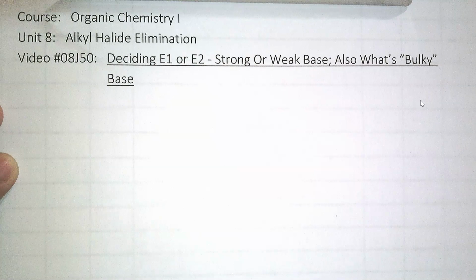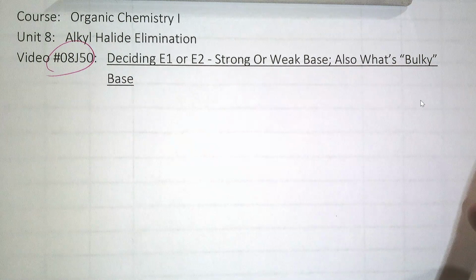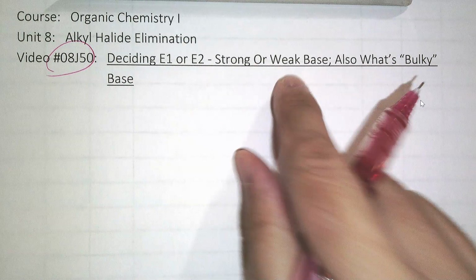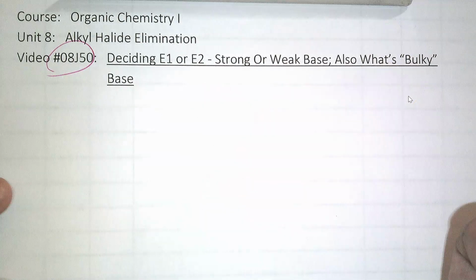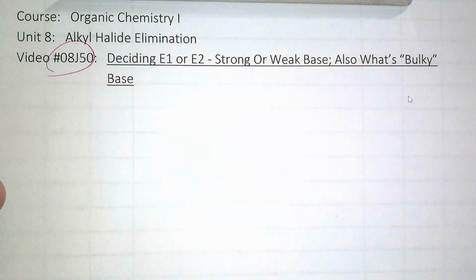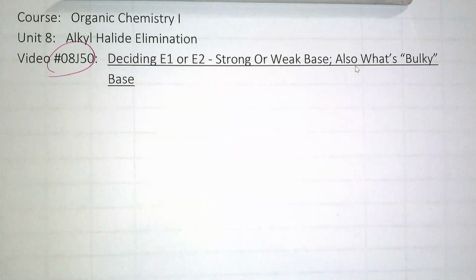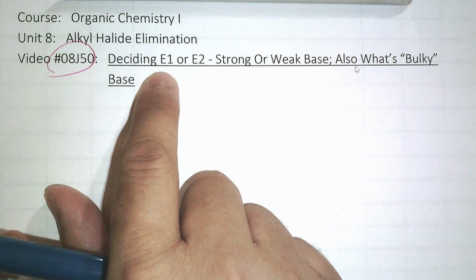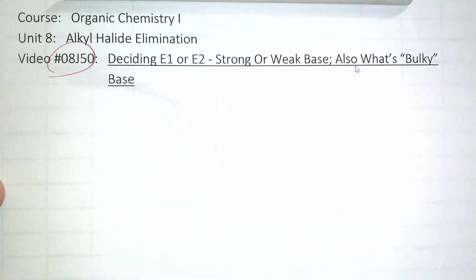By now, you should be very familiar with substitutions of alkyl halides. And yes, a base can act as a nucleophile, and you could get a substitution product. But for this particular video, I want to focus only on elimination and learning how to decide whether a reaction is going to go via E1 unimolecular or E2 bimolecular.